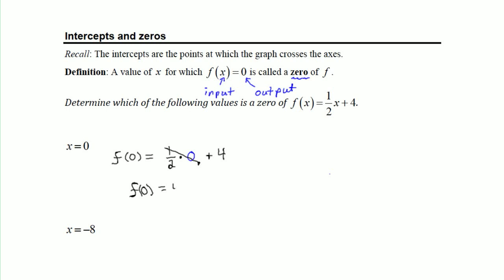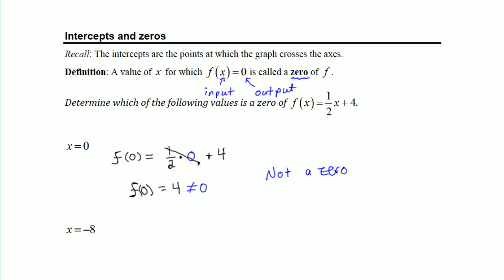f of 0 equals 4. So for 0 to be a 0 of this function, it has to be an input that gives me an output of 0. Since this output is not equal to 0, we would say, no, this is not a 0 of the function. So the number 0 is certainly possible to be not a 0 of the function.